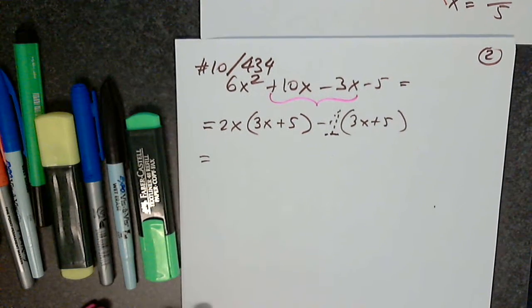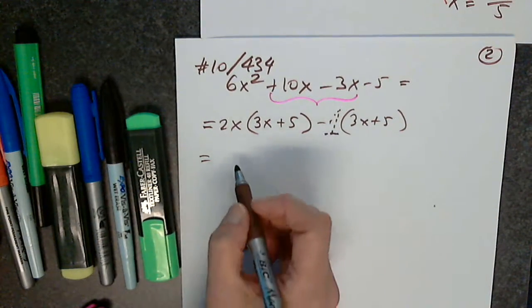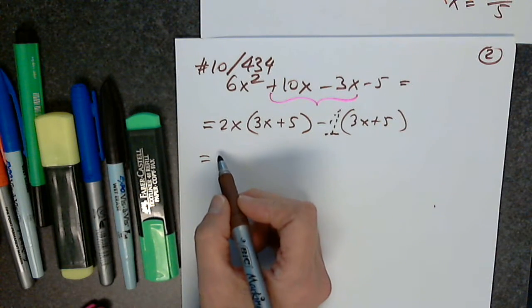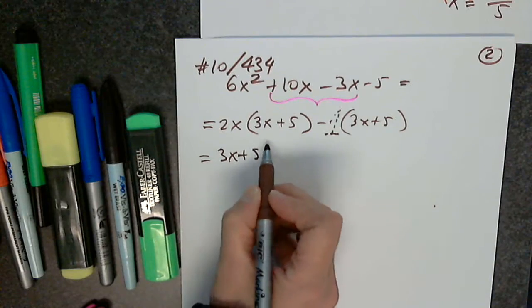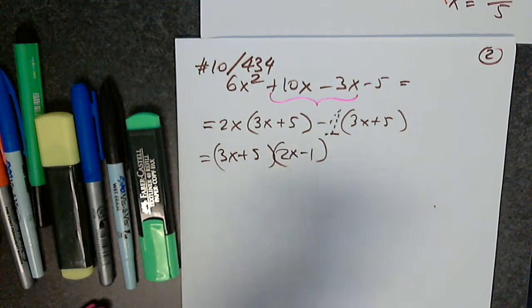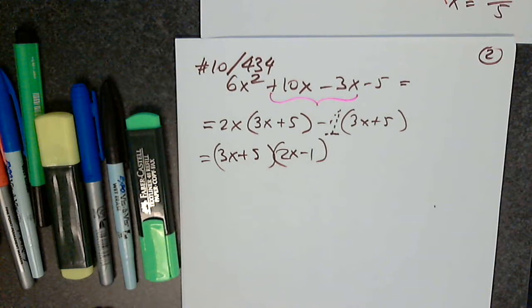Good. Excellent. So then what will you pull out? What is the common factor now? 3x plus... Very good. And in parentheses, very good. And you can always go back and check. Good. Do we need anything else from here?